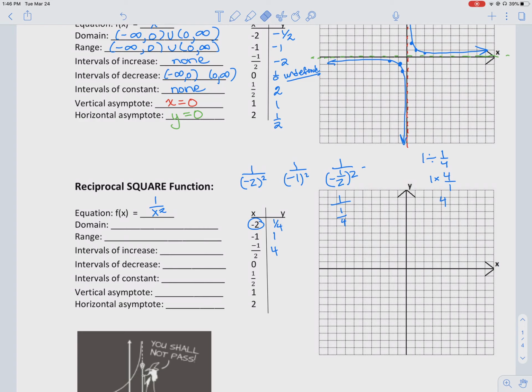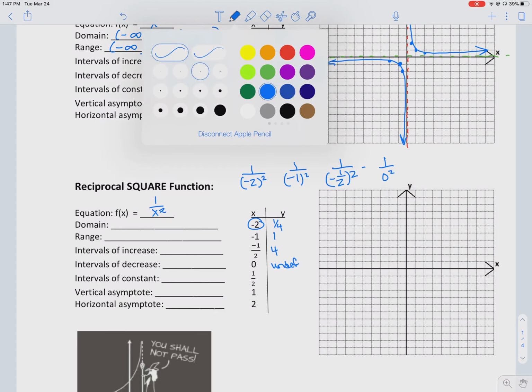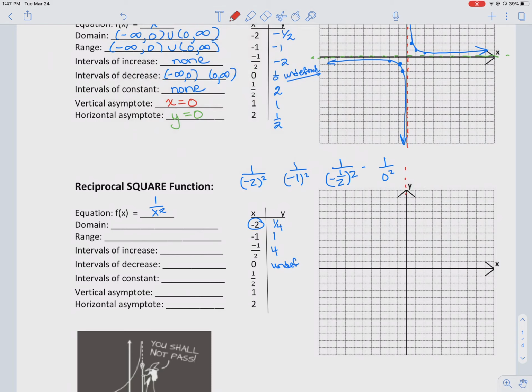What if we put a 0 in there? Let's see what happens when we put a 0 in the bottom. See, we have a problem, right? So it's going to be undefined. So we know that we're going to have that same asymptote that we had before. So we're going to have this vertical asymptote of x equals 0.